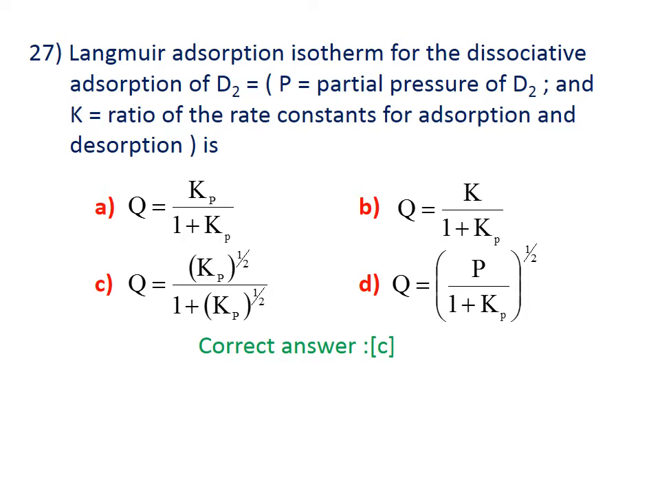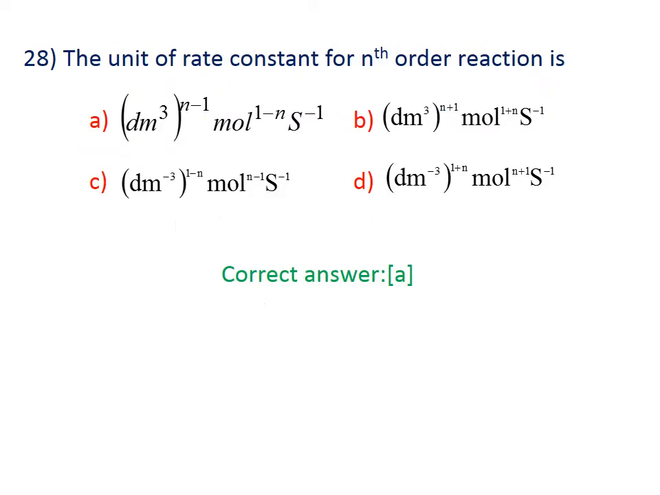27. Langmuir adsorption isotherm for the dissociative adsorption of D2. P is the partial pressure of D2 and K is the ratio of the rate constant of adsorption and desorption. For Langmuir adsorption, theta will be equal to Kp whole power half divided by 1 plus Kp whole power half. Therefore the correct answer for this question is C.